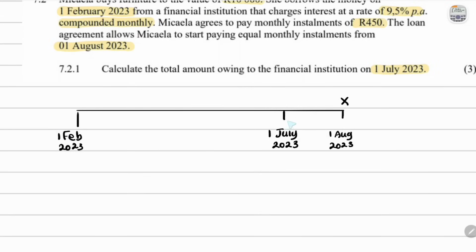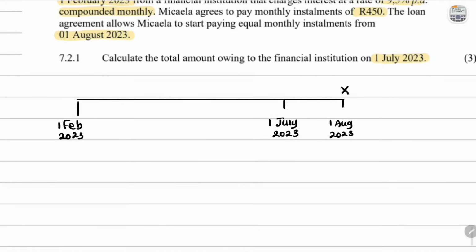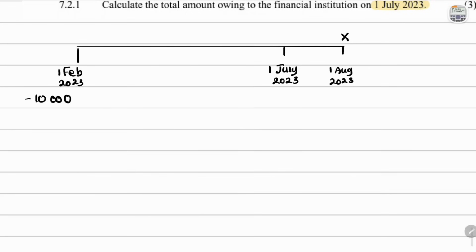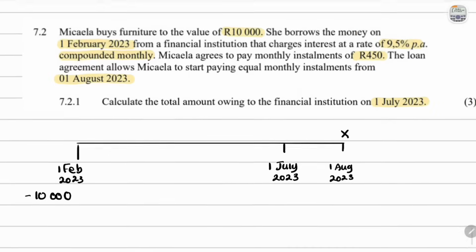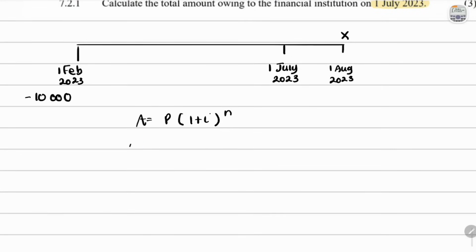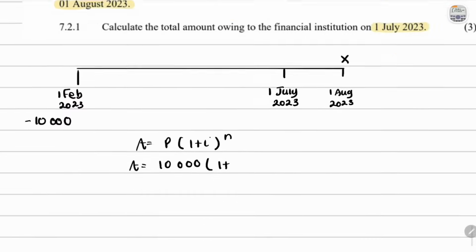Okay, so from 1st February to the 1st of July, how many months has been delayed? That will be exactly 5 months, because March, April, May, June, July. Okay, 5 months. So it means that this 10,000 that she borrowed, it's going to grow for 5 months. And so to allow it to grow, because this is compounded, we're going to use the compound growth formula. Okay, which again looks like this. And we're just going to say A is equal to, and we'll grow in 10,000 Rand. I'm going to say 1 plus, and the interest is 9.5% compounded monthly.